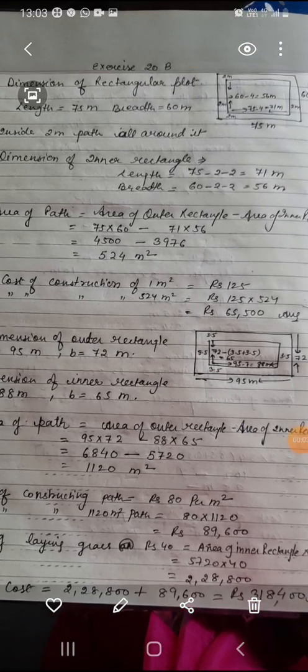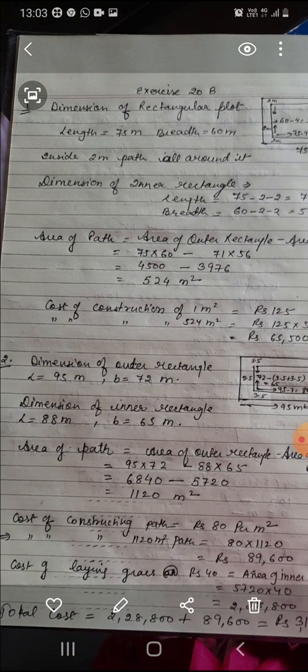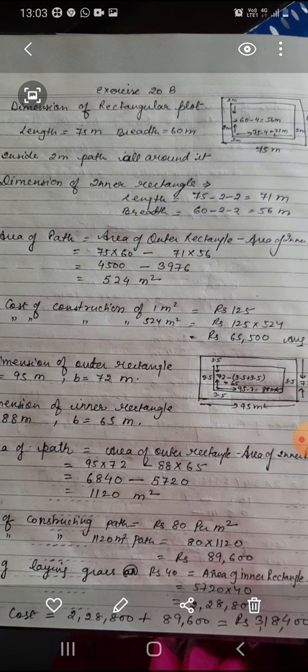Good morning, children. Today I have done solutions of exercise 20b for you. For this exercise, children, we have to find out the path, either it's given inside the playground or outside the playground.